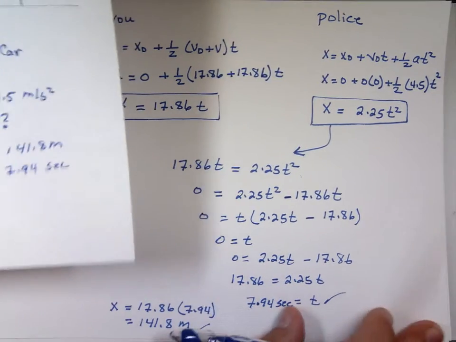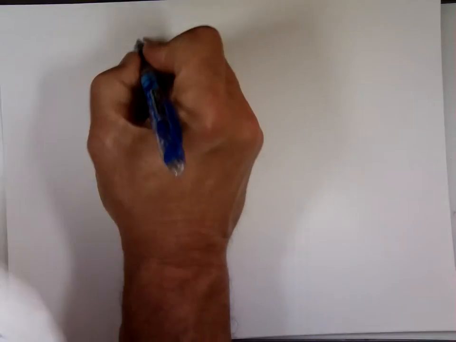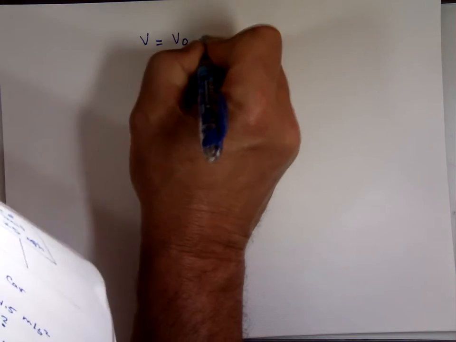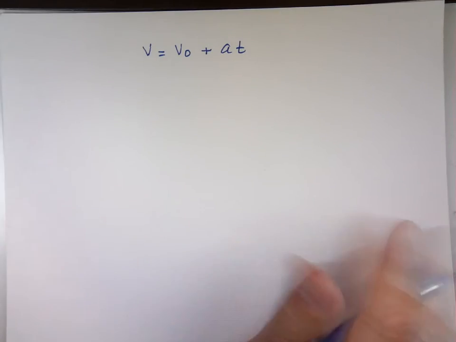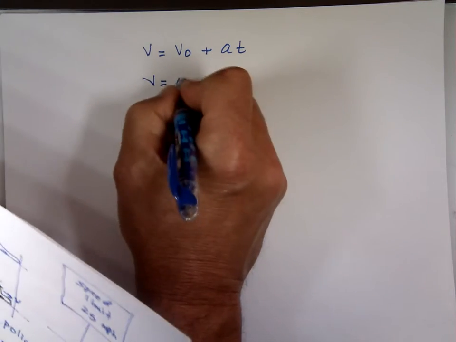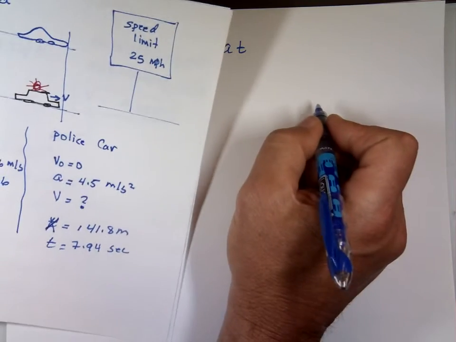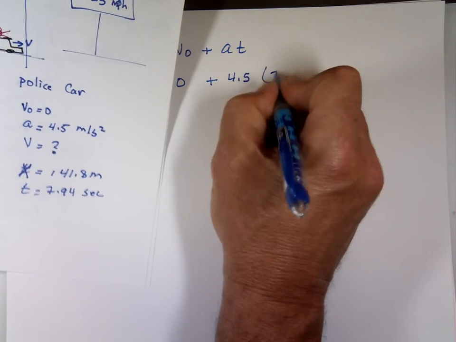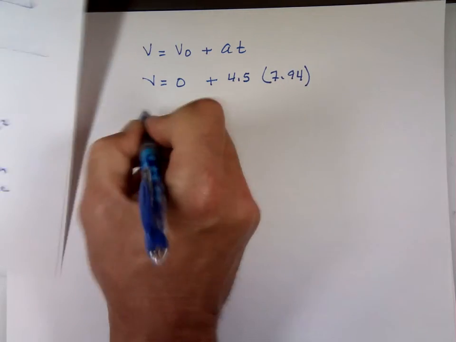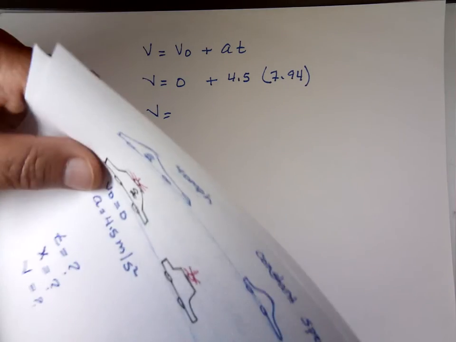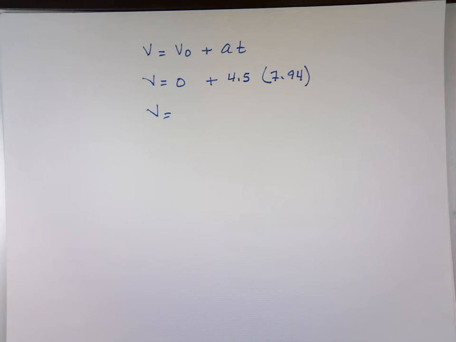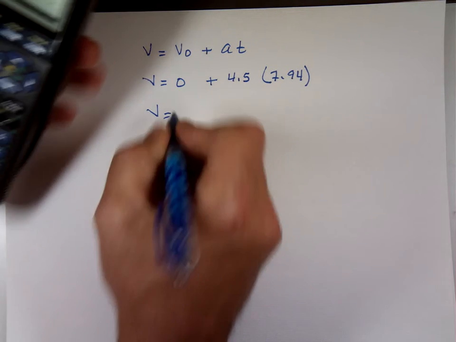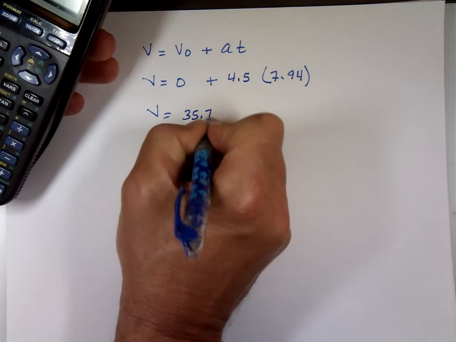I can use V equals V0 plus AT. Initial velocity of this car was 0. Acceleration is 4.5. And the time is what? 7.94. 4.5 times 7.94 equals 35.73. That's meters per second.